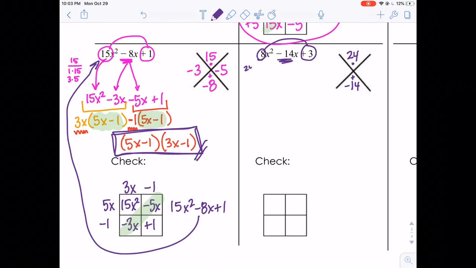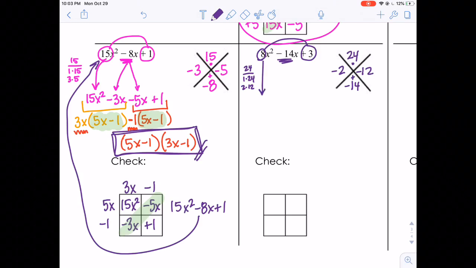All right, so 24, I know, is 1 and 24, 2 and 12. Oh, 2 and 12 will work. There's more, but I know that 2 and 12 will work. So let's try it out. Negative 2, negative 12. So negative 2 and negative 12 make negative 14.